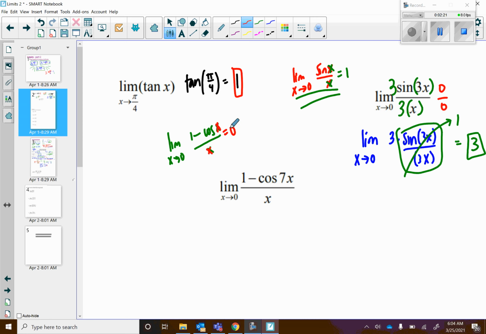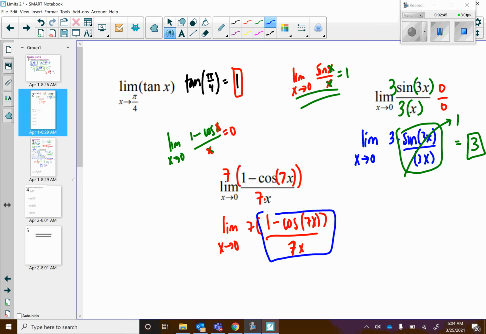So how do we do that? Well, we have a 7, so that means we need a 7 down here. And I can do that as long as I multiply the numerator by 7 as well. So I really have the limit as x approaches 0 of 7 times the quantity 1 minus cosine of 7x all over 7x. This part, because of this rule, goes to 0, and now I have 0 times 7, which is still 0.